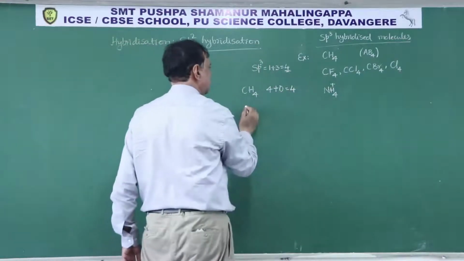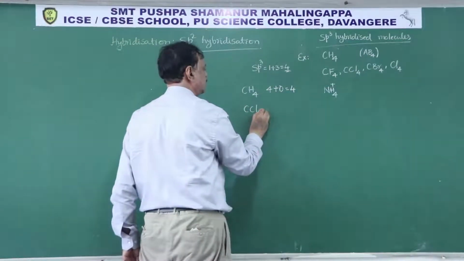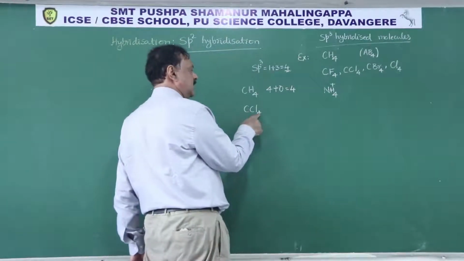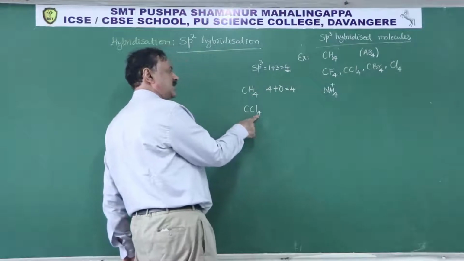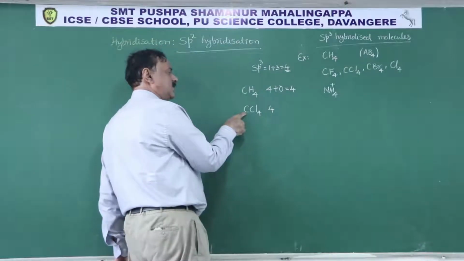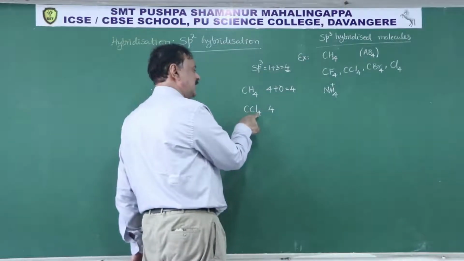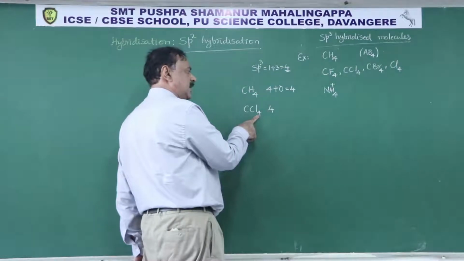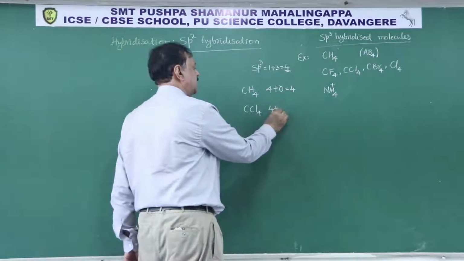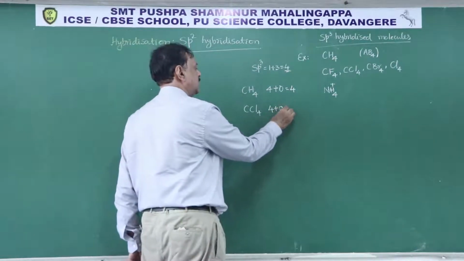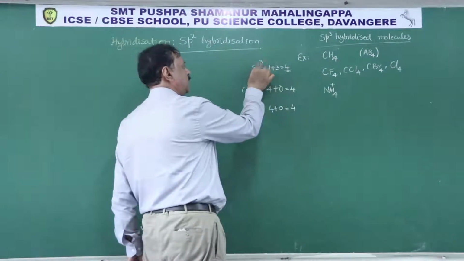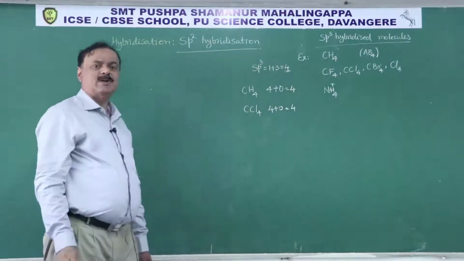In the case of CCl4, this is the central atom, and the number of atoms surrounding the central atom is 4. The valence of the carbon is 4. The 4 valences are satisfied by means of single covalent bonds with the 4 chlorine atoms, and hence the number of unpaired electrons left is 0. Therefore, the answer is 4 plus 0, which is equal to 4. If 4 is your answer, then it is an sp3 hybrid molecule.